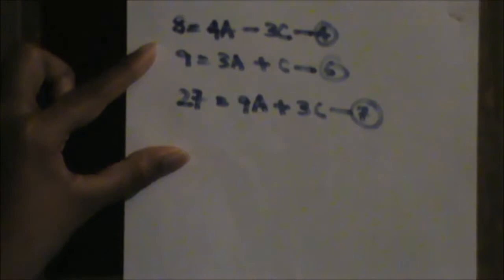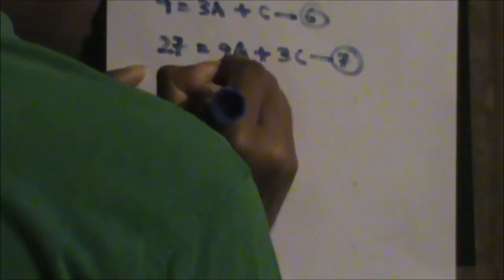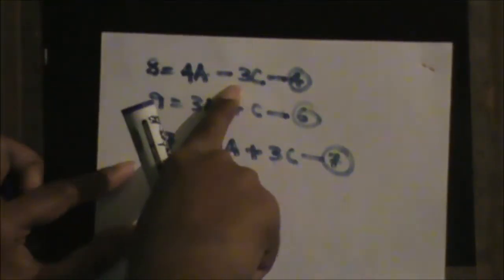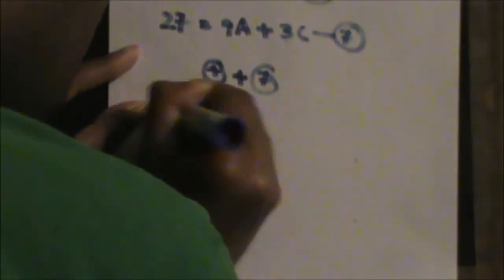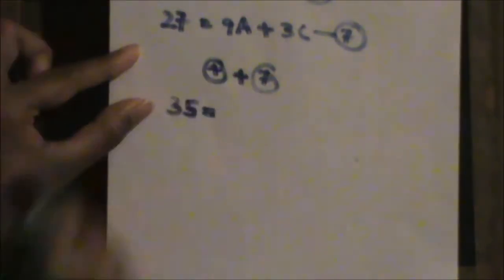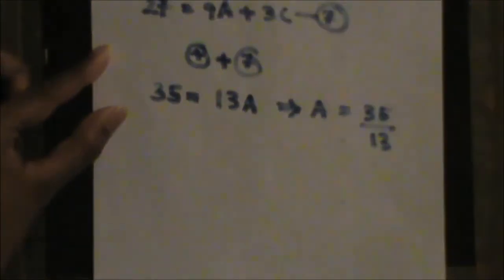So I have here 8 equals 4A minus 3C and 27 equals 9A plus 3C. I can add equation number 4 with equation number 7, so that this 3C and this minus 3C will cancel off. I am left with, the left hand side is 27 plus 8, which is 35. 35 equals, this 9A plus this 4A is 13A. So I can say A is equal to 35 by 13.